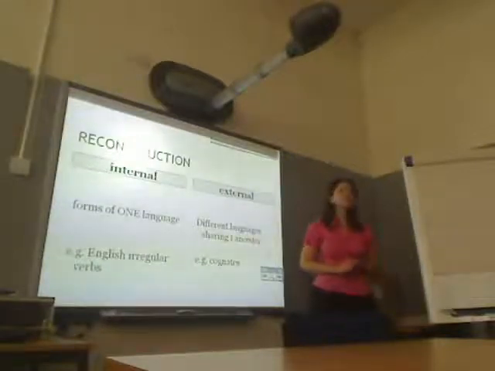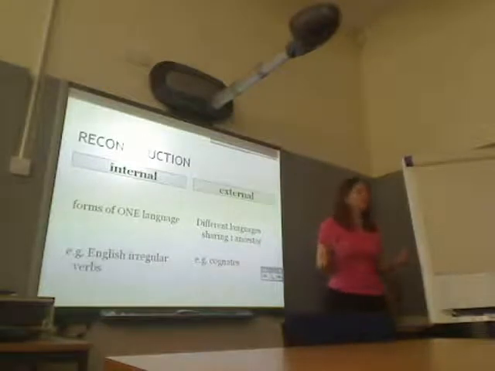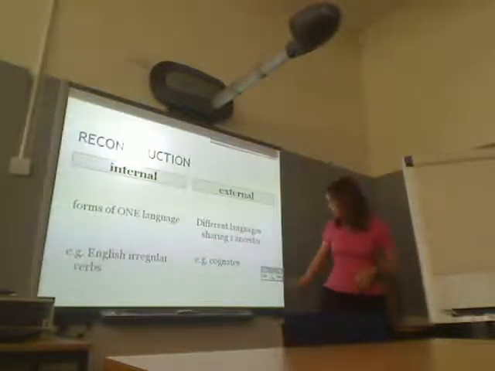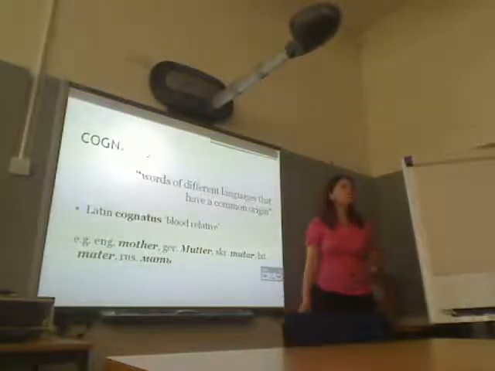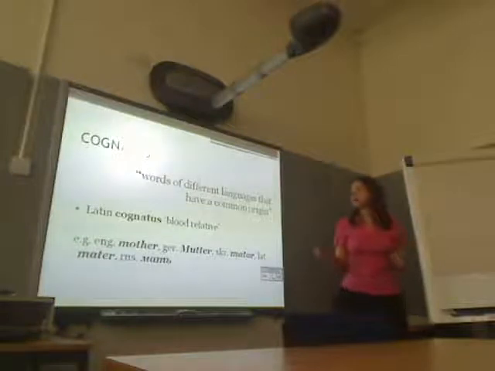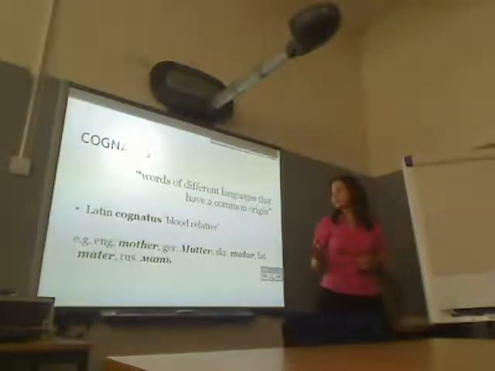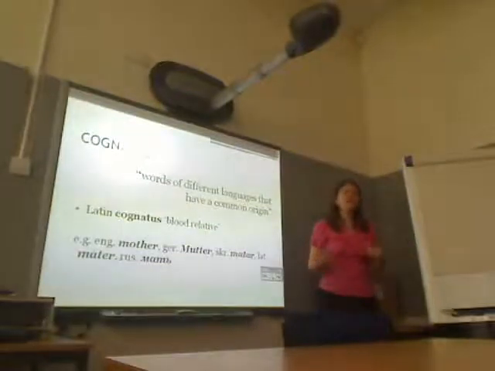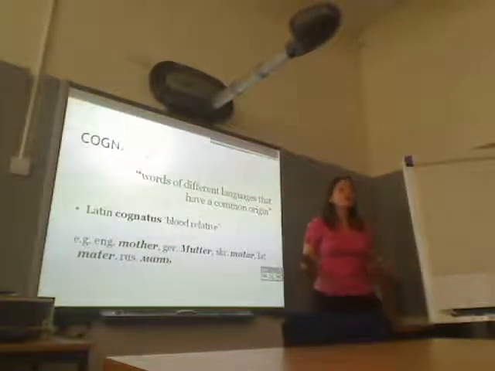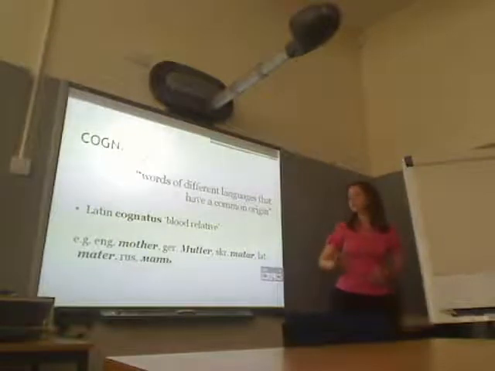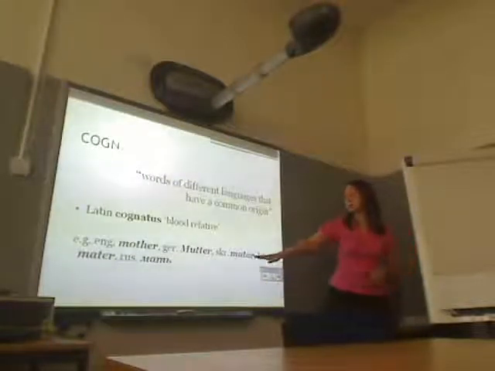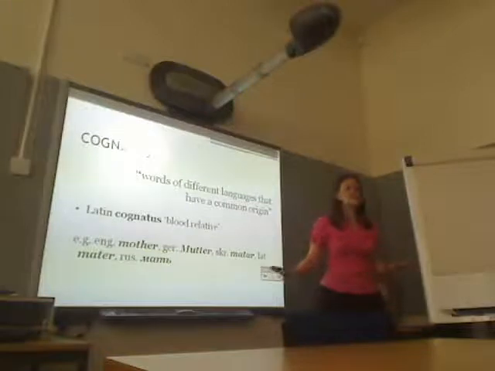It means that we compare different languages which share one source, one ancestor. And basically, we are working with cognates. So what are cognates? These are words of different languages which have a common origin. I will explain it to you. This term derives from Latin cognatus, which means blood relative. And literally, all the names for relatives in Indo-European languages are cognates. They derive from one source. For example, the word mother: English mother, German Mutter, Sanskrit mata, Latin mater, Russian mat', and many other examples.